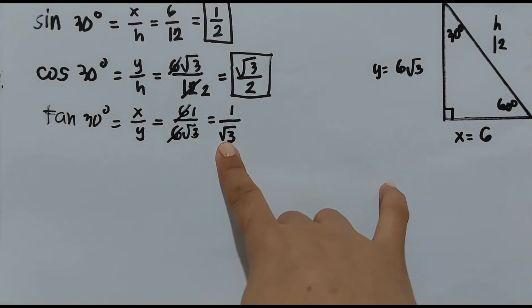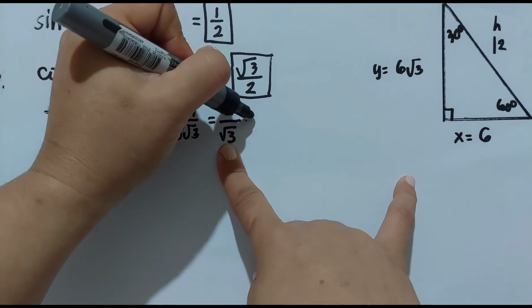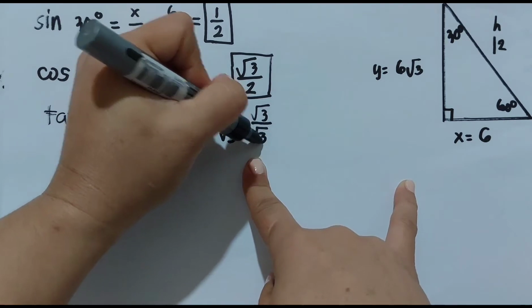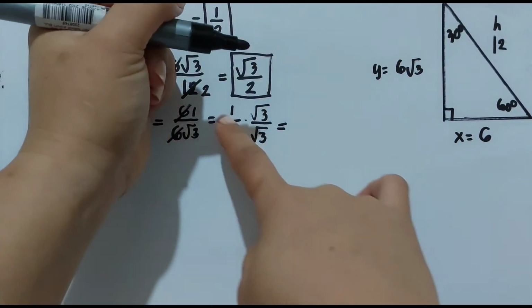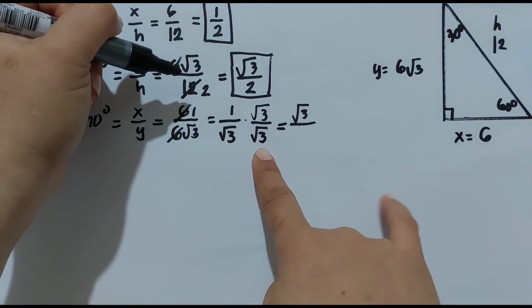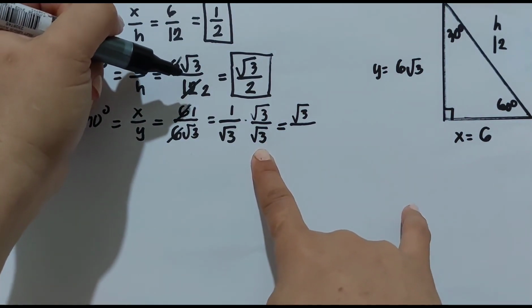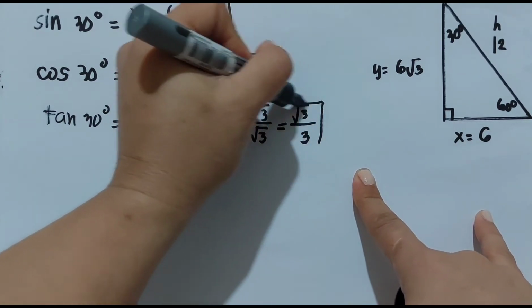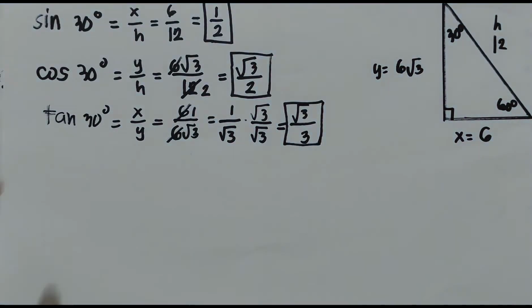So, we have to eliminate this square root of 3. So, let's rationalize. Multiply both numerator and denominator by square root of 3. So, 1 times square root of 3, that is square root of 3. And square root of 3 times square root of 3, that is square root of 9. And square root of 9 is equal to 3. So, therefore, tangent 30 degrees is square root of 3 over 3.